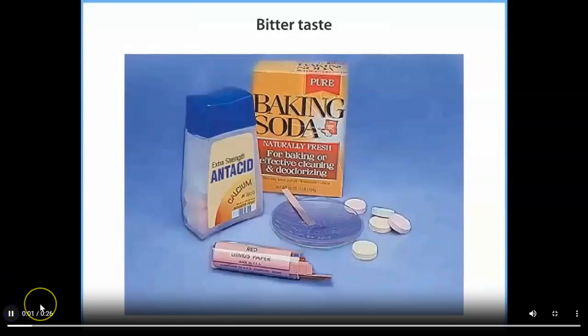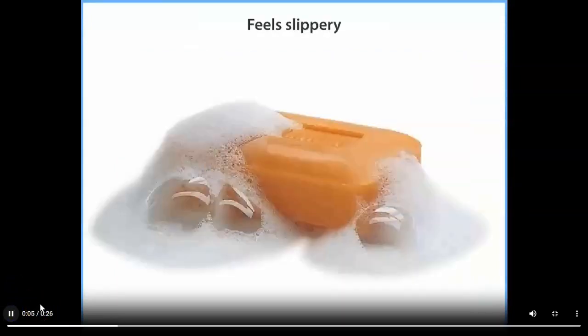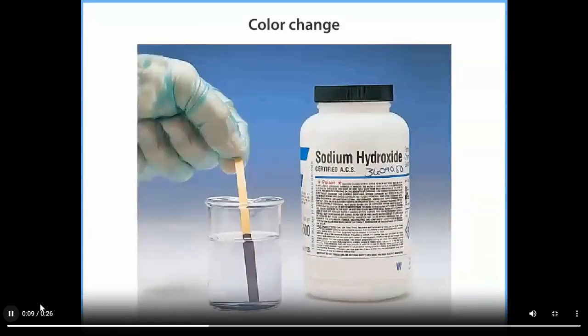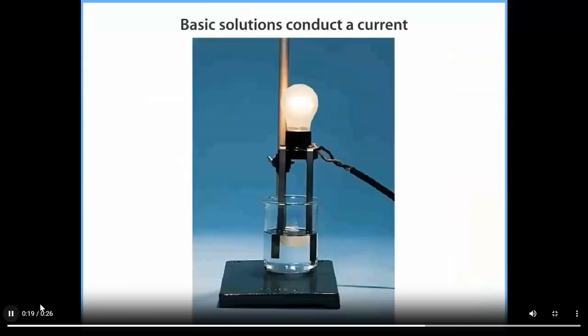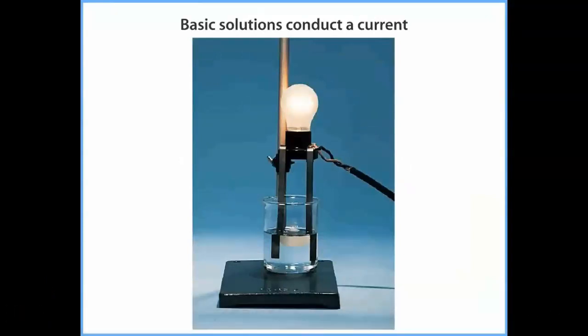Basic foods often have a bitter taste. Bases frequently feel slippery, like this bar of soap. Acid-base indicators, such as pH paper, change color in the presence of bases. Bases react with acids to produce salts and water. An electric current is being passed through this basic solution, causing the filament in the light bulb to glow.